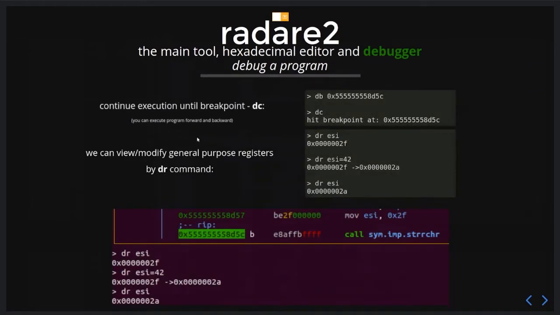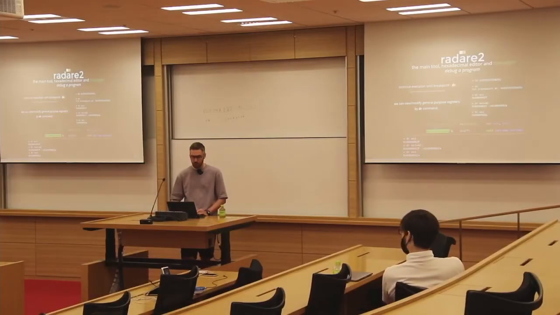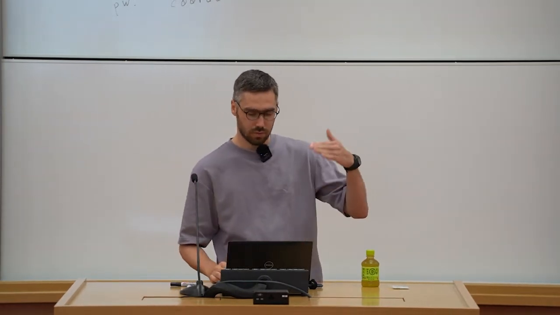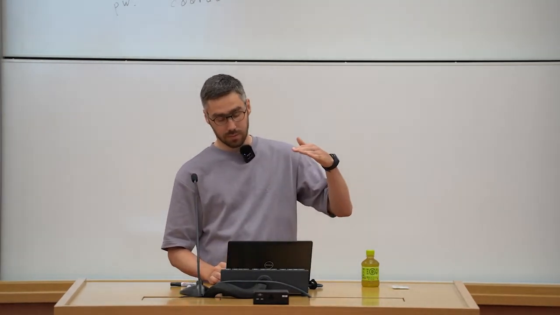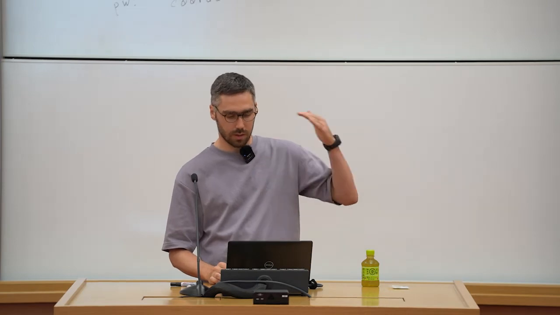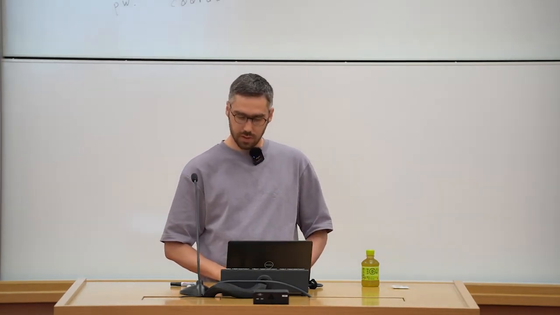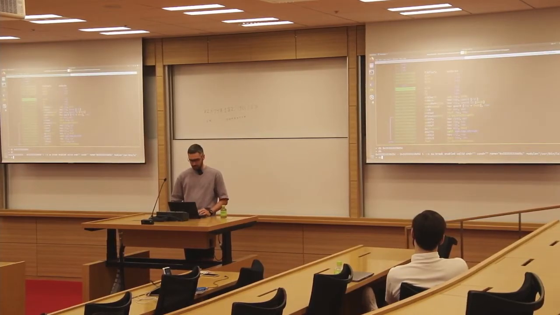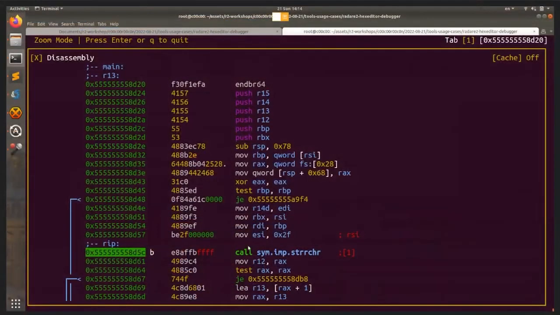You can continue execution until breakpoint, so dc is just continue execution. By the way, you can execute the program forward and backward, so you can ask radare to move step by step as in usual execution, and you can rewind it back. This is a nice feature. I never used it, but there is such a feature. So let's run dc. We are at the function, you can see that we came to the breakpoint.